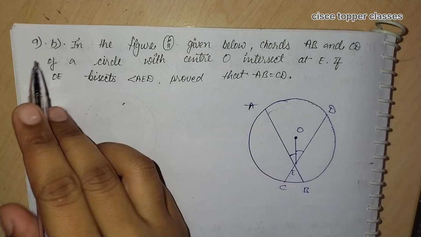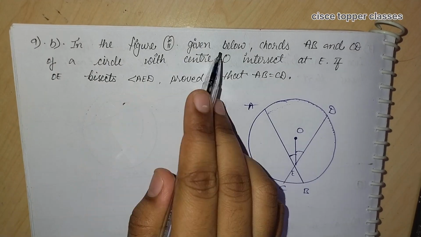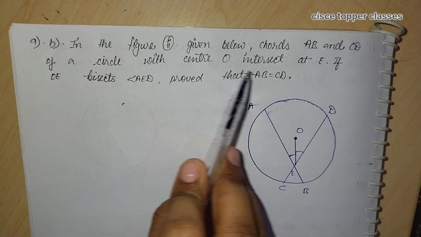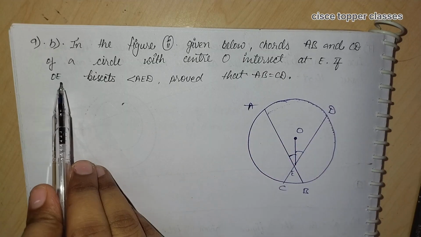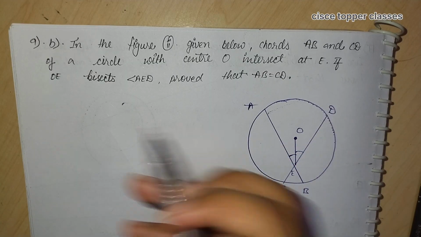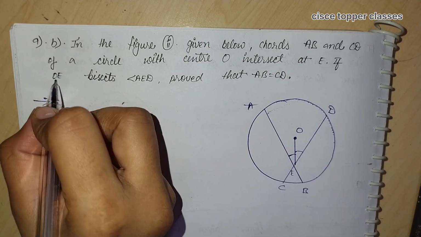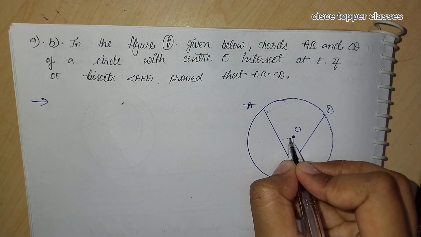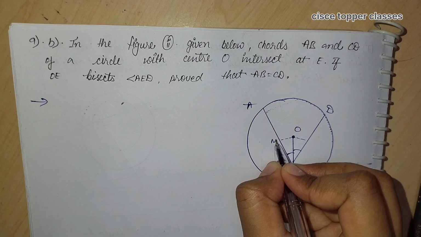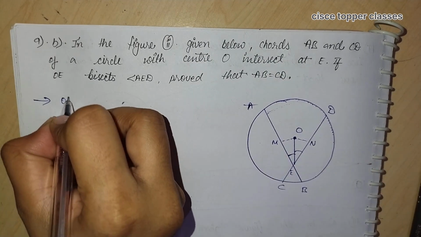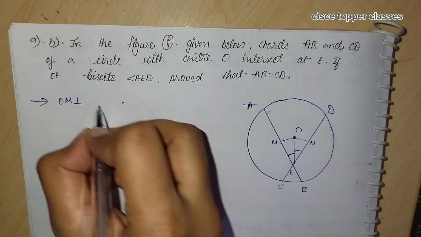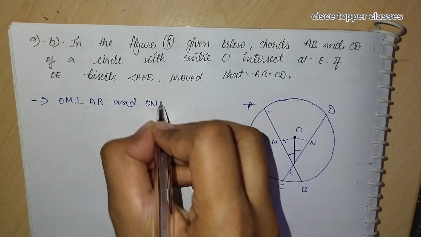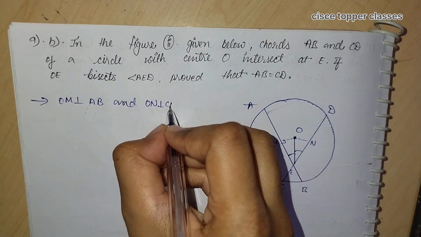Now let us solve the second part. In the second figure given below, chords AB and CD of a circle with center O intersect at E. It is given to us that OE bisects angle AED. To prove this, we will draw OM, which is perpendicular to AB, and ON, which is perpendicular to CD.